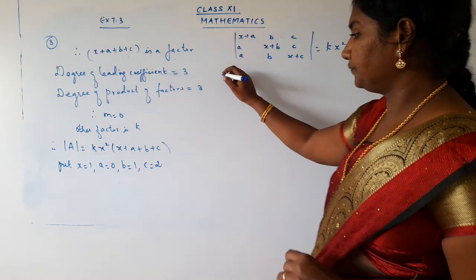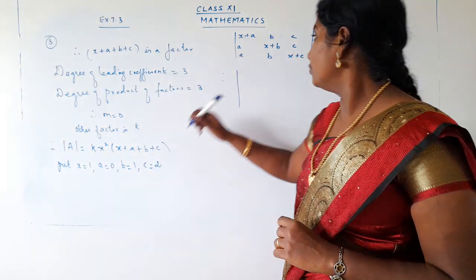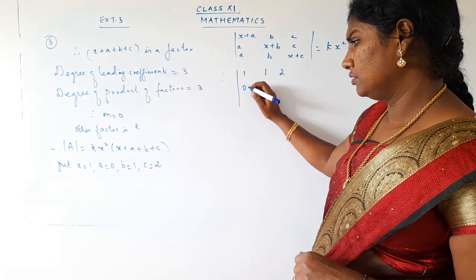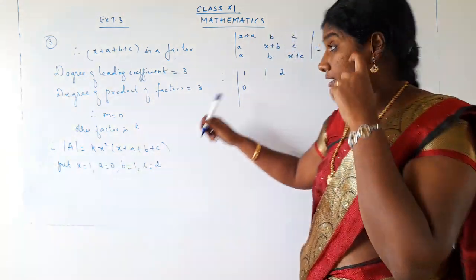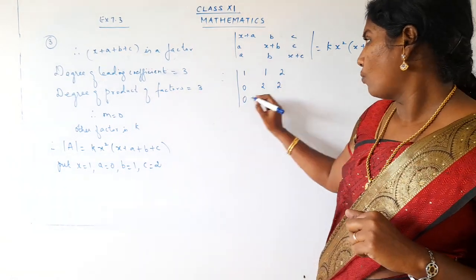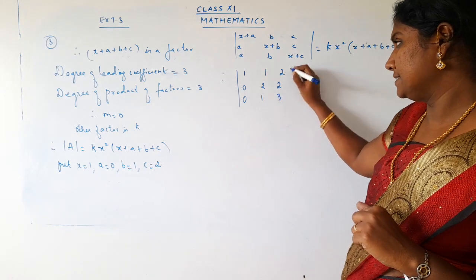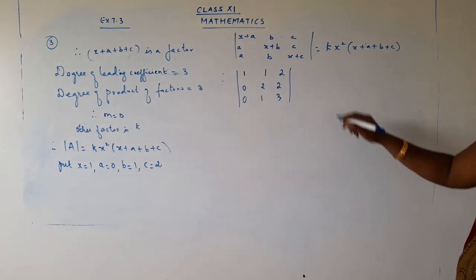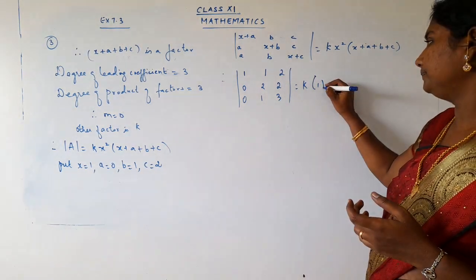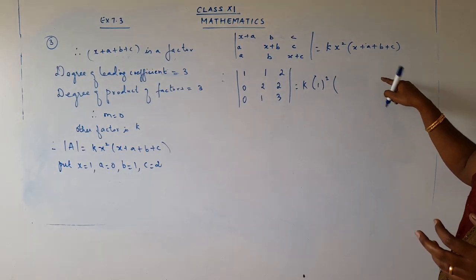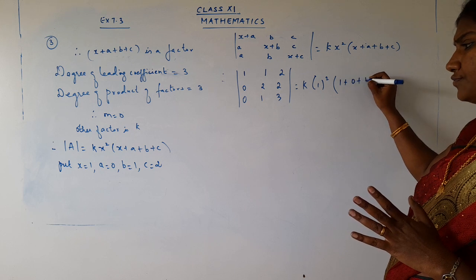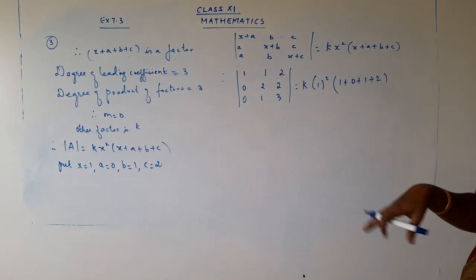So what do I get here? This is 1 plus 0, 1, 1; 2, x plus b, so 1 plus 1, that is 2, c is 2; 0, 1, 3, where x plus c is 1 plus 2, 3. Now this is equal to k, x square means 1 square, times x plus a plus b plus c. So x is 1, plus a is 0, b is 1, c is 2. So I have just substituted the values.